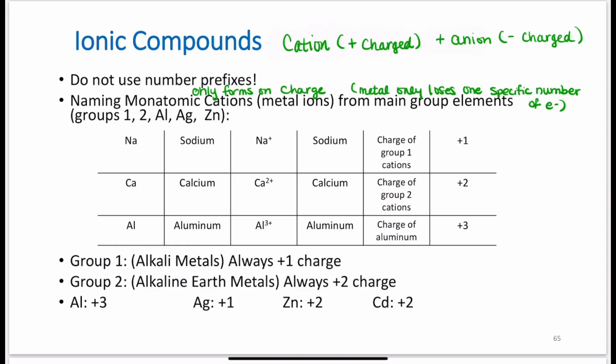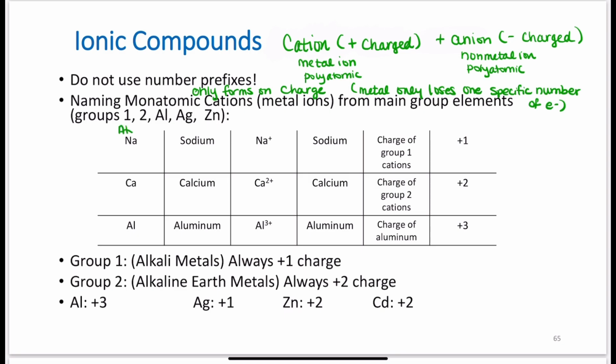But when it comes to your metals, remember your metals can form cations. So cations can either be a metal ion or a polyatomic. Anions can either be a nonmetal ion or a polyatomic. For the metals that are forming those cations, some of them have fixed charges, and it says here from main group elements: groups 1 and 2, aluminum, silver, zinc, and cadmium do this as well. You need to know these charges.